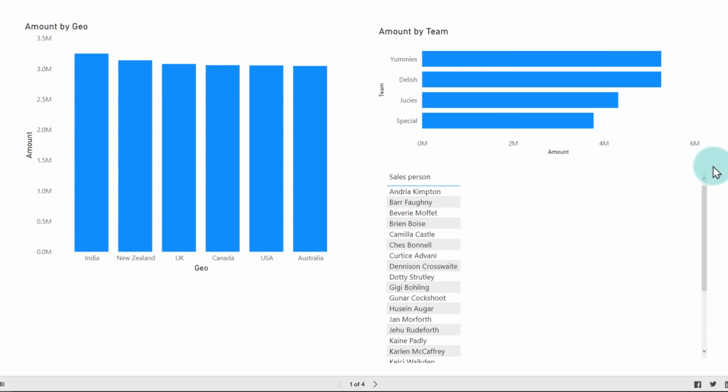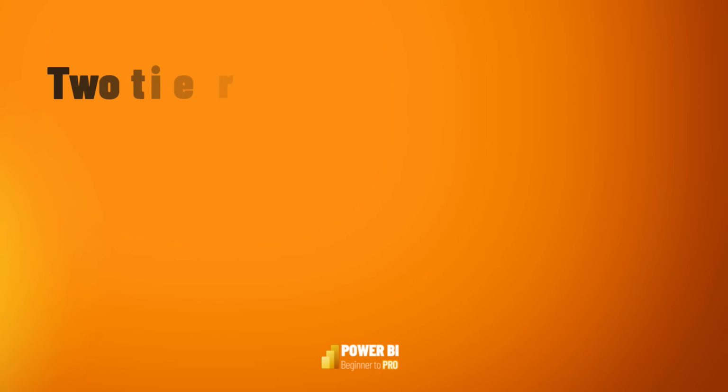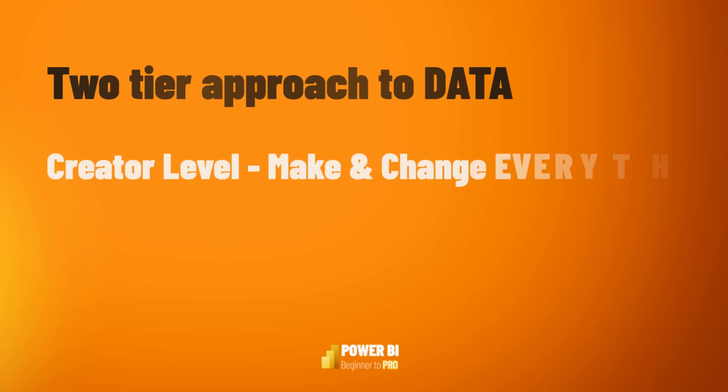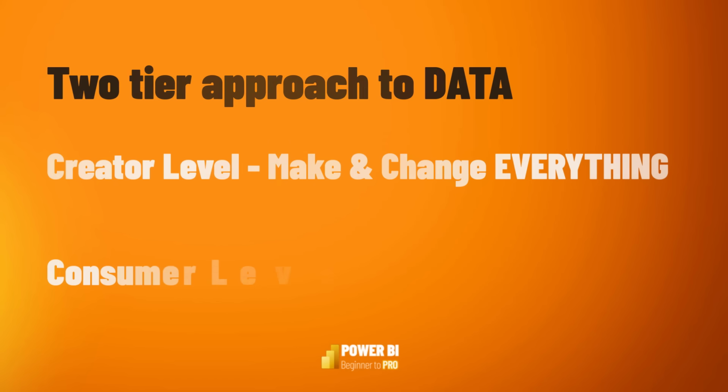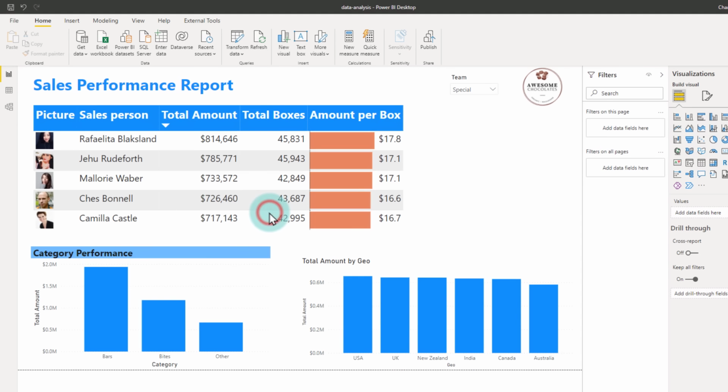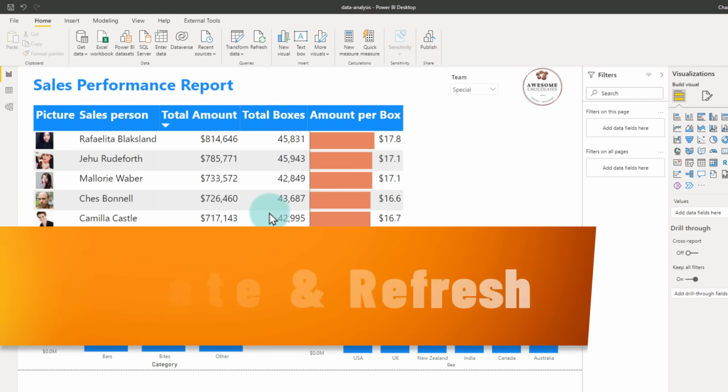So this is the power or beauty of Power BI. It gives you a 2-tier system where at one level as a data analyst, you can build and control the report, manage the data and everything. And at other level or other tier, the persons who are viewing a report, they can only just view what you have built. So now let us see what happens when your data changes.